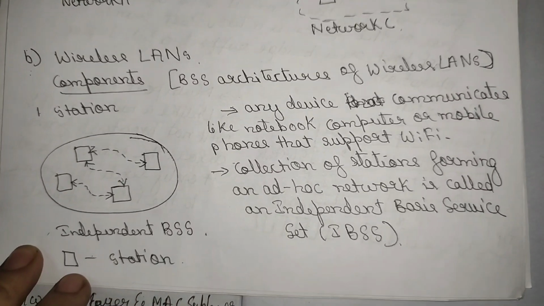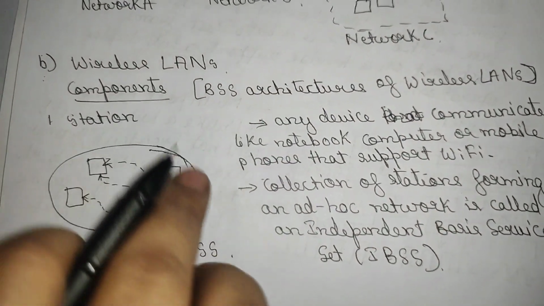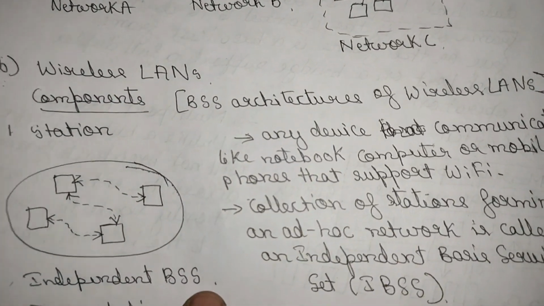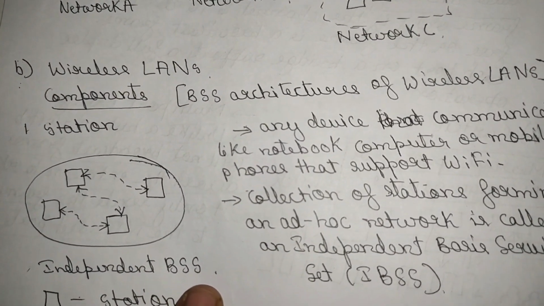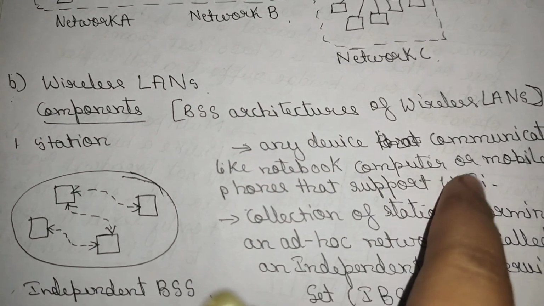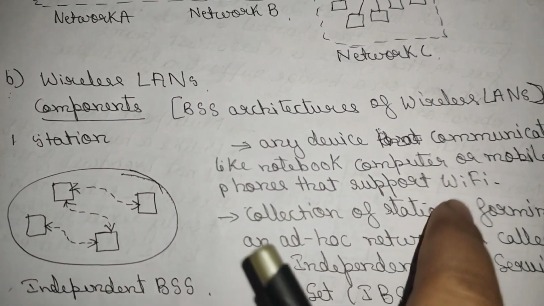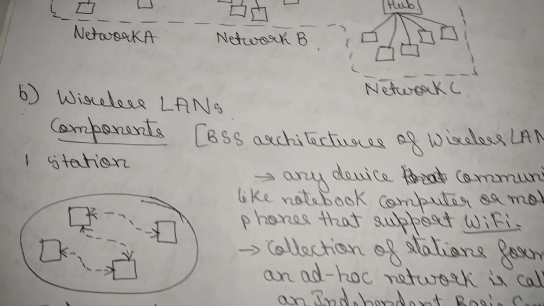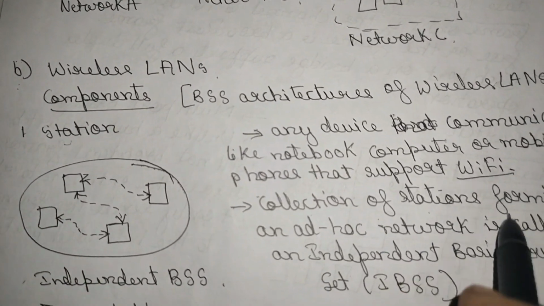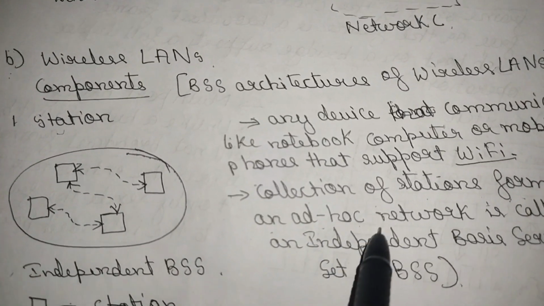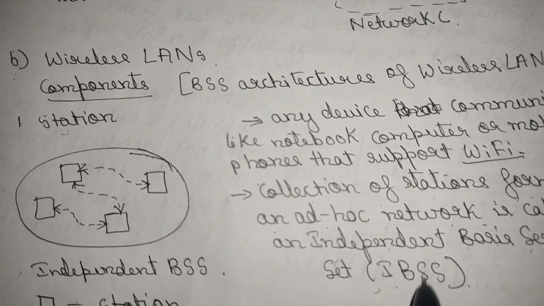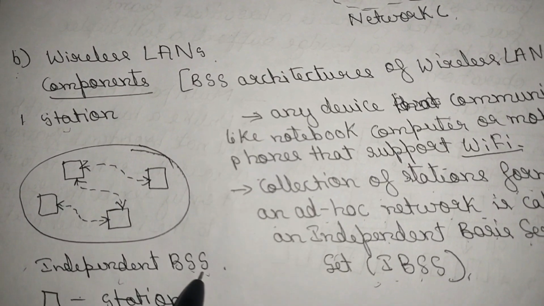Wireless LAN components. One is a station: any device that communicates, like a notebook, computer or mobile phone that supports Wi-Fi. A collection of stations forming an ad hoc network is called an independent basic service set, that is IBSS.